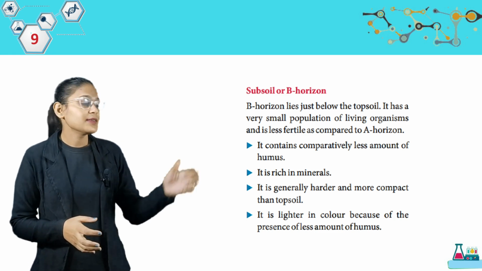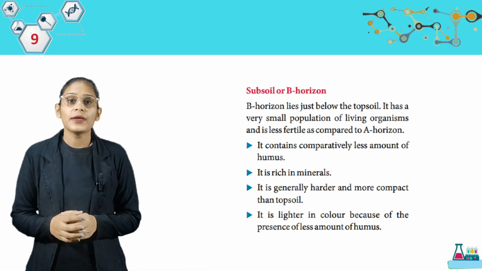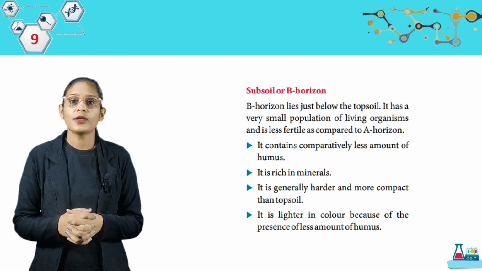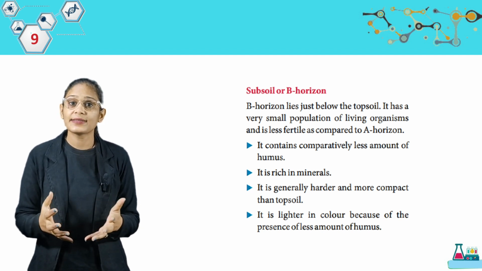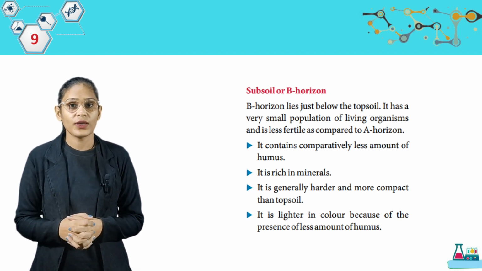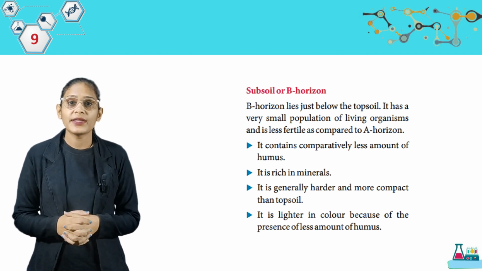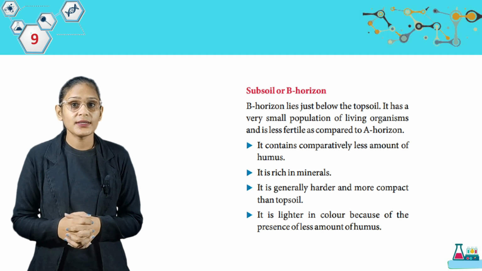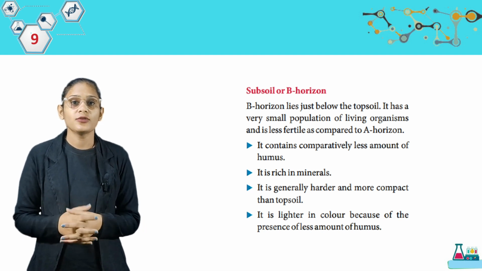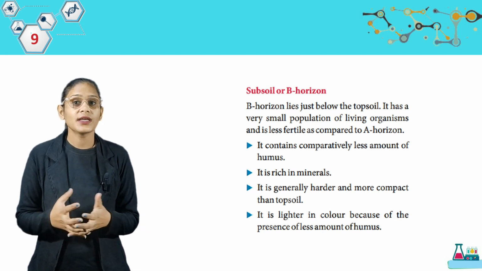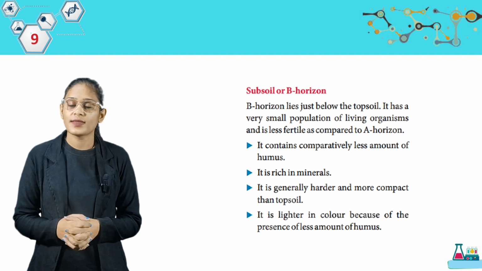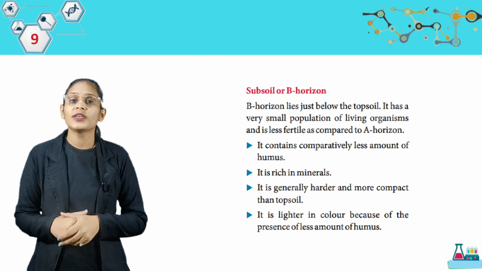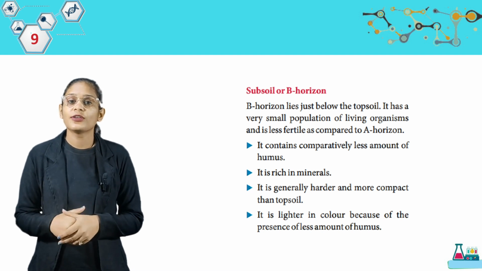Then we have subsoil or B horizon. B horizon lies just below the topsoil. It has a very small population of living organisms and is less fertile as compared to A horizon. It contains comparatively less amount of humus. It is rich in minerals. It is generally harder and more compact than topsoil. It is lighter in color because of the presence of less amount of humus. So students, ye kya hoti hai? Minerals mein rich hoti hai lekin less fertile hoti hai for plants.